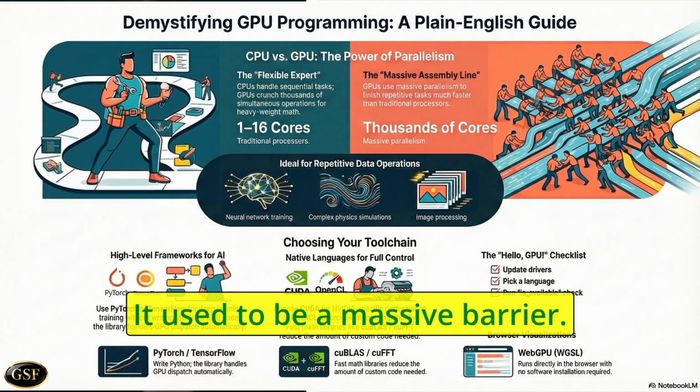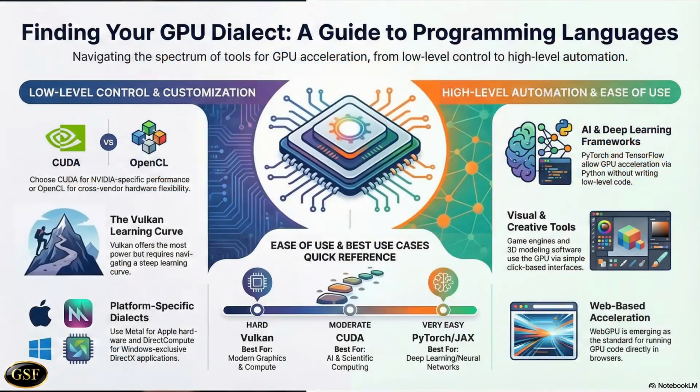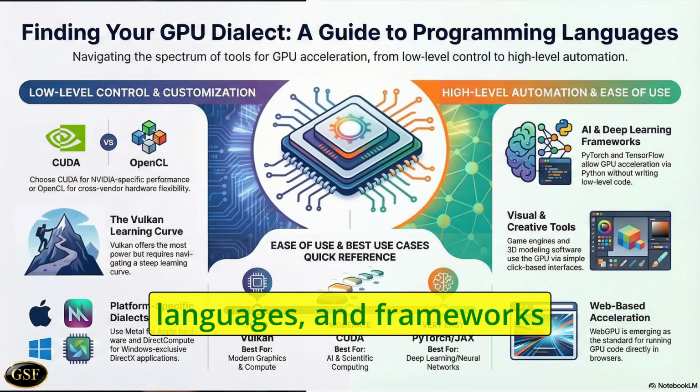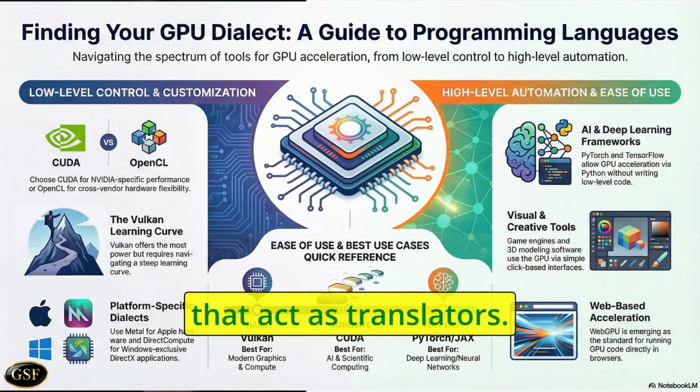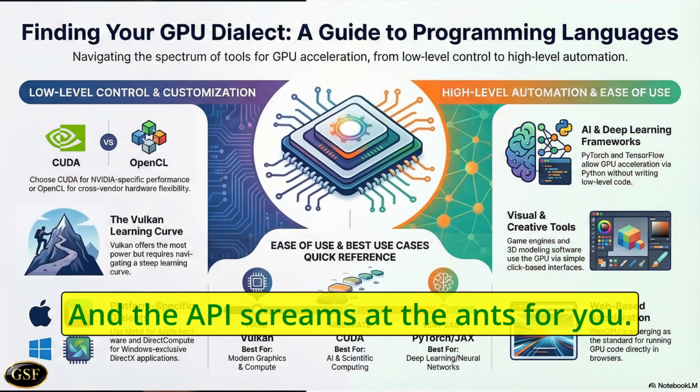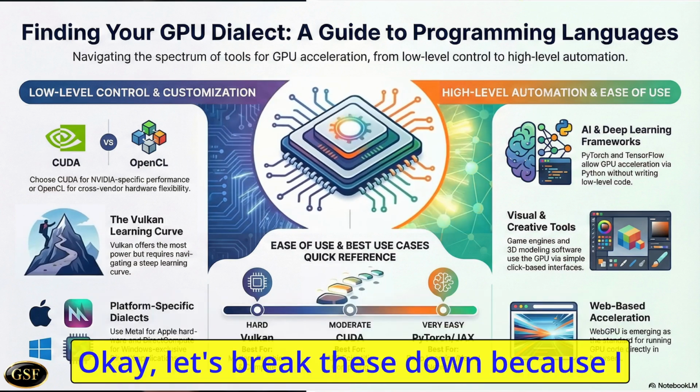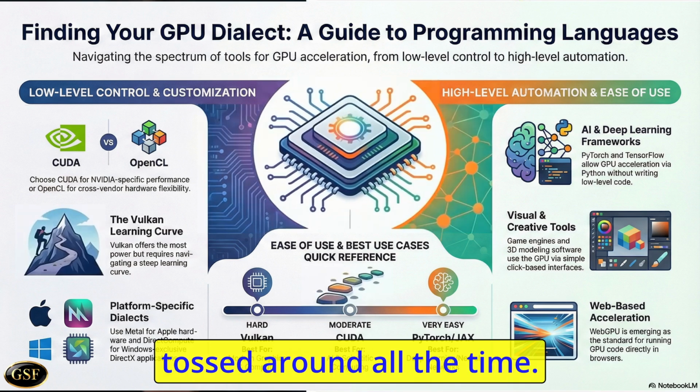It used to be a massive barrier. I mean, you practically had to be a hardware engineer. But now we have these things called APIs, languages, and frameworks that act as translators. So you speak to the API. And the API screams at the ants for you. Okay, let's break these down because I see a few acronyms tossed around all the time.